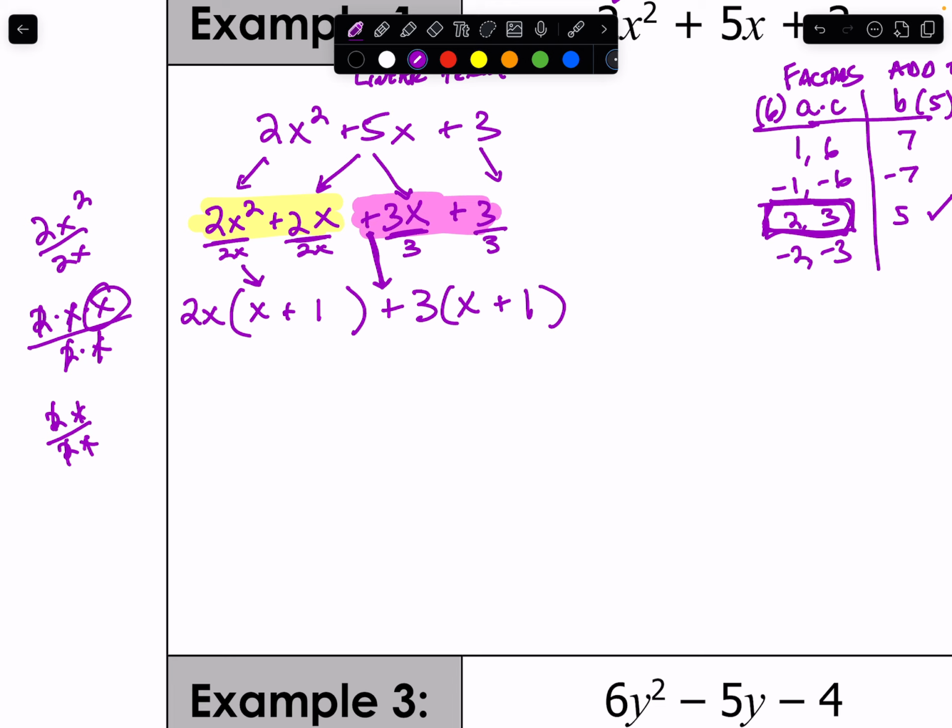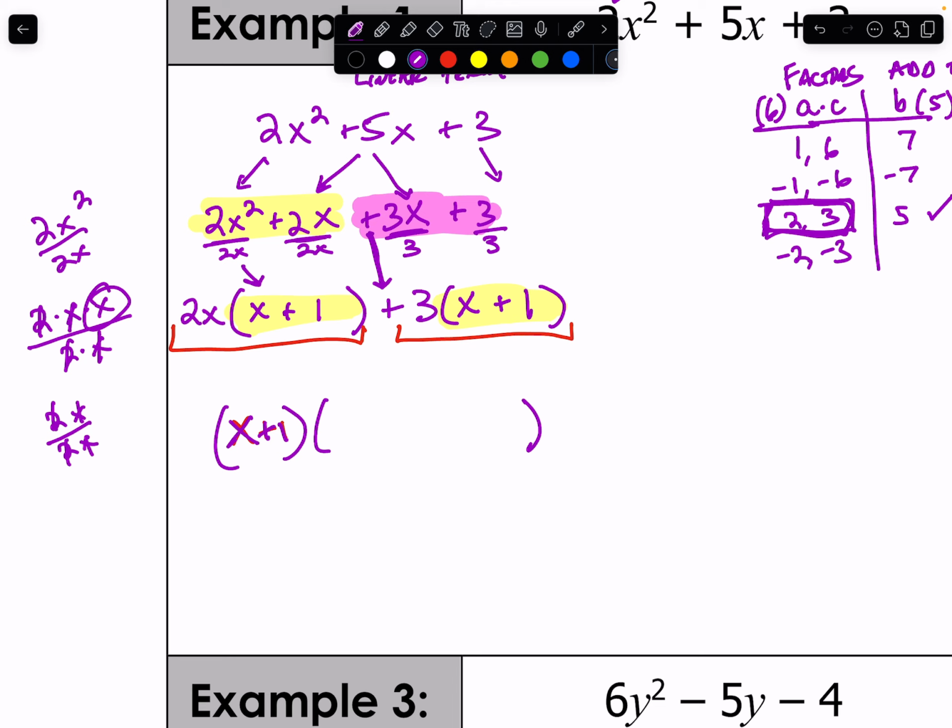Now I have 2 terms because of that plus in the middle. Do they have something in common? Do they have a factor in common? They do. Their common factor is x plus 1, which is in both of these. So I'm going to common factor out an x plus 1, and then I'm going to put in my leftovers.